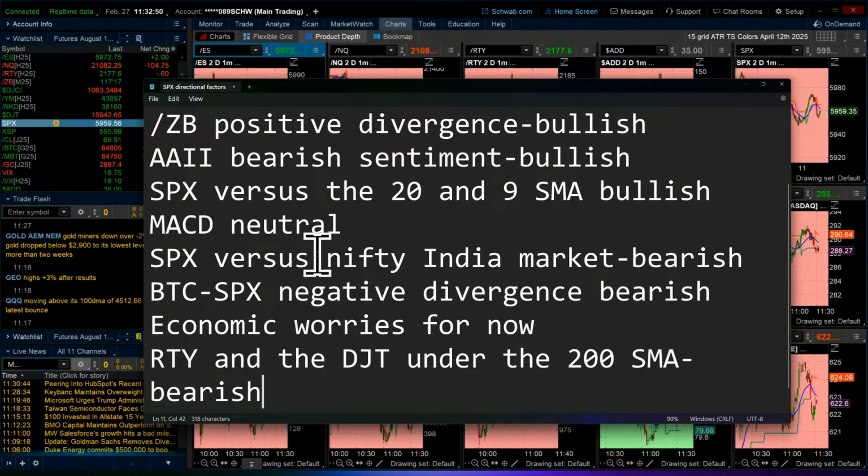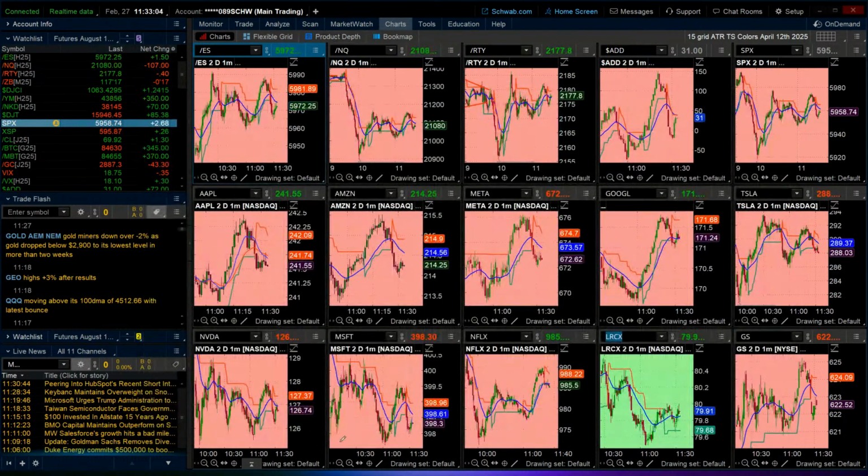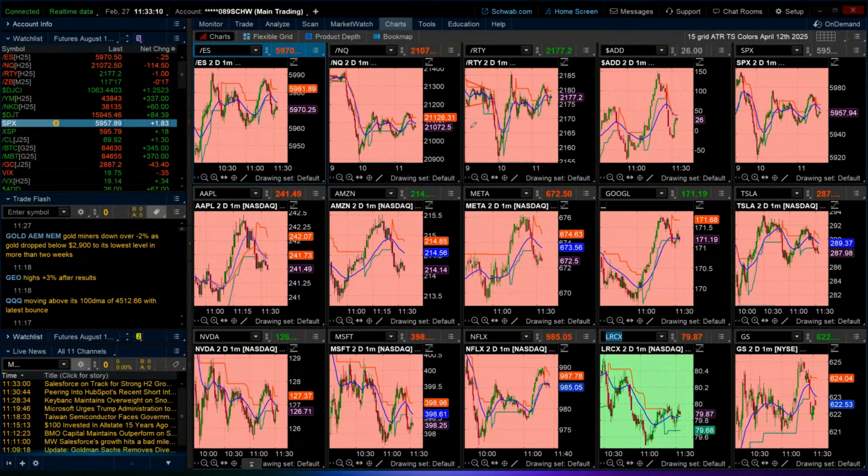But getting back to it, Russell and Dow Jones under the 200, that's bearish. And the economic worries as displayed by the Russell and the transports. So on the one side you have the sentiment. On the other hand, you don't have stability yet in the Russell. So when the Russell downticks, the market downticks. That's what's been happening. You see it a mile away. So just keep that in mind in there.